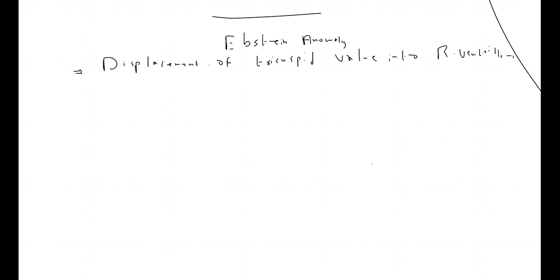Okay, so the question is: what's the cause of this? First, let's discuss the cause of Ebstein's anomaly. Mother using lithium. Very good, excellent. Mother using lithium during pregnancy, or for bipolar disorder.